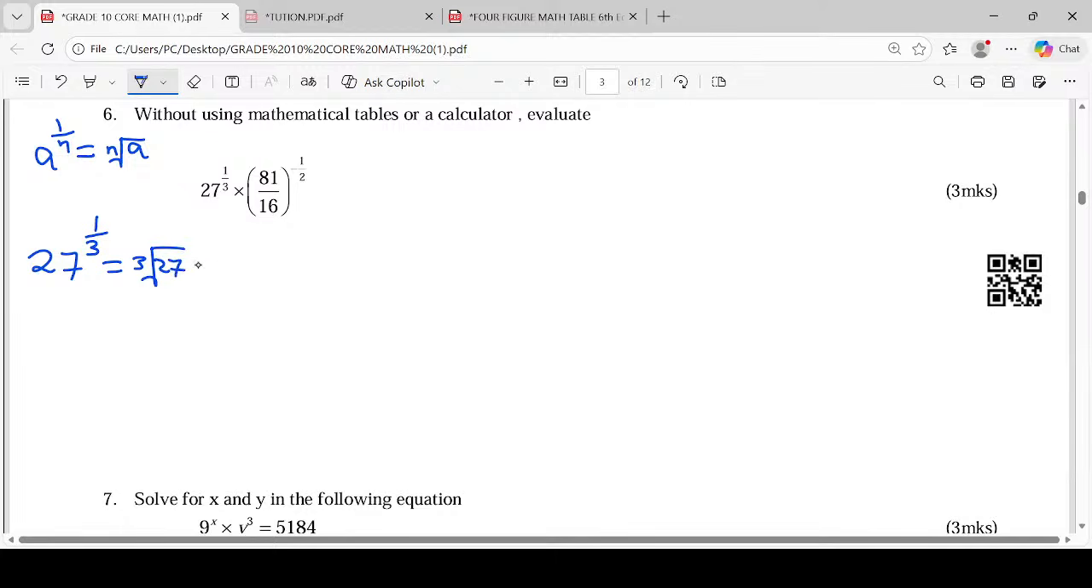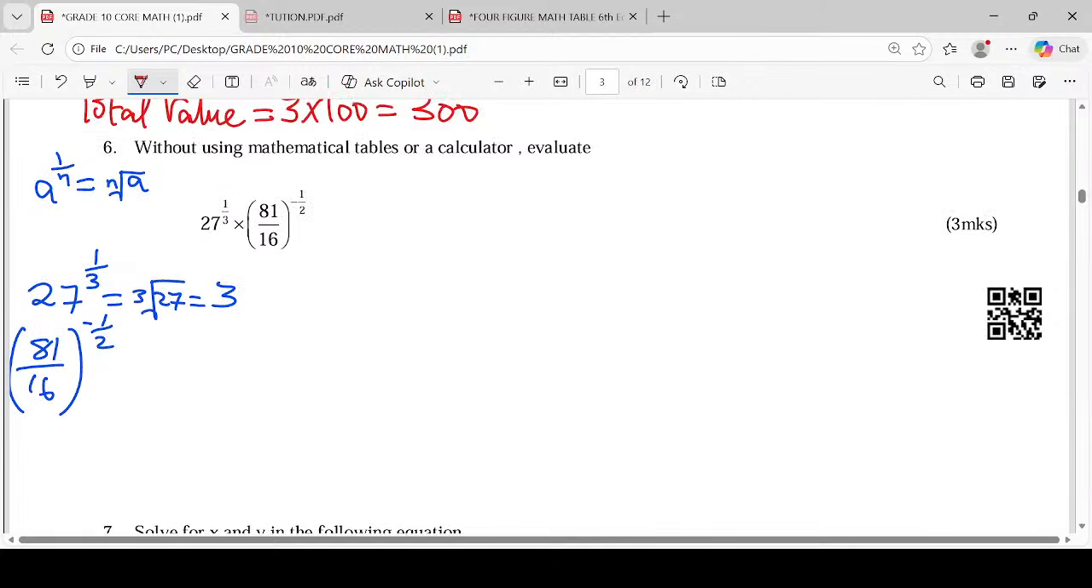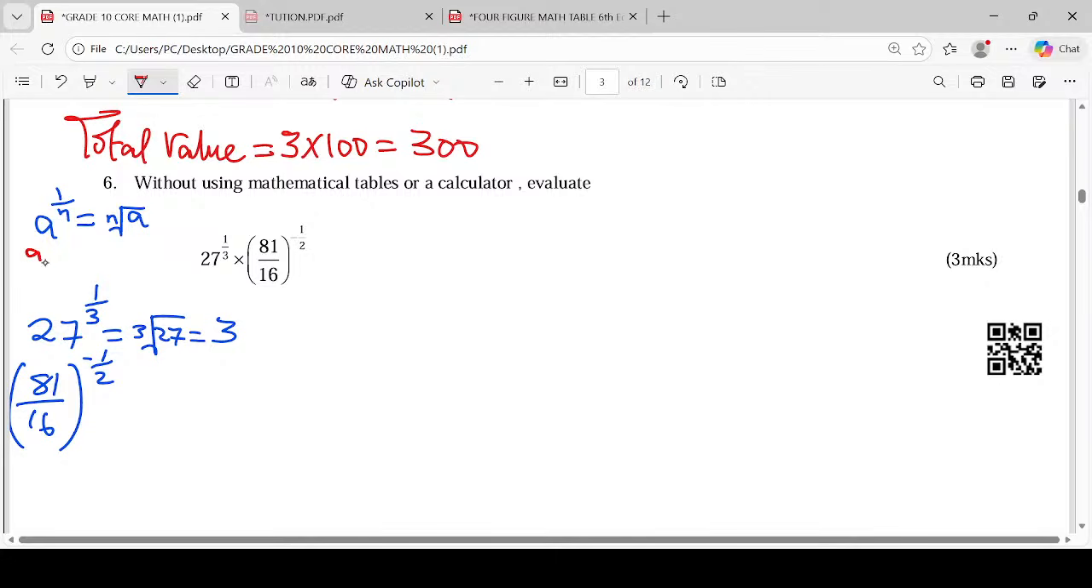And how do you get the cube root of 27? The cube root of 27 is 3, because 3 multiplied by 3 multiplied by 3 gives you 27. When you've been given 81 over 16 raised to power negative a half, there is a law that says this. When you have, say for example, A over B raised to power negative 1 over m, this can be written as the mth root of B over A. Ladies and gentlemen, that's what you need to understand.